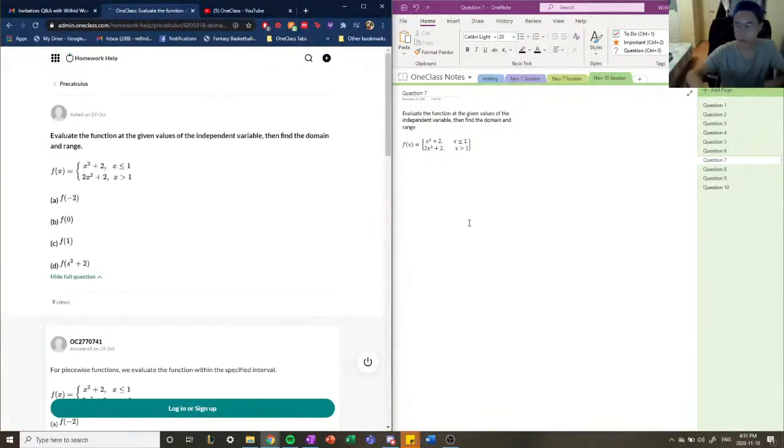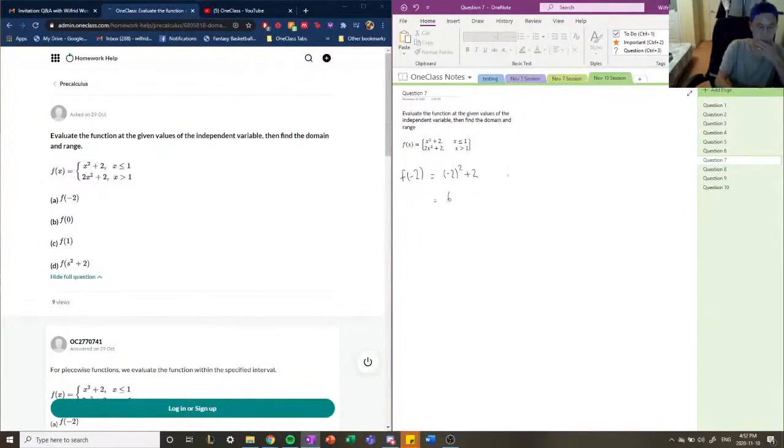Okay, so let's evaluate each of A, B, C, and D. First, let's evaluate f of negative 2. So f of negative 2, what does that equal? Since negative 2 is less than 1, we're going to use this first function here. So we're going to say negative 2 squared plus 2. So that equals 6.